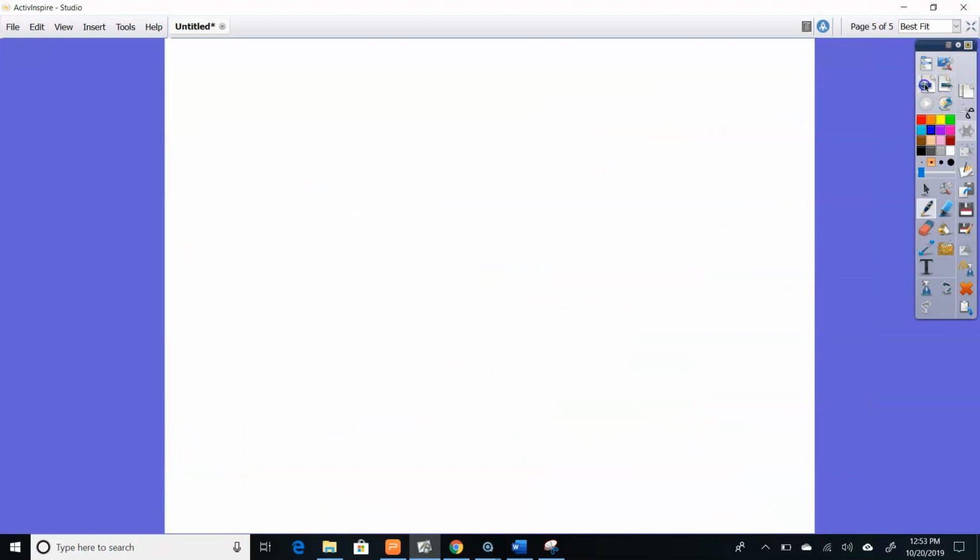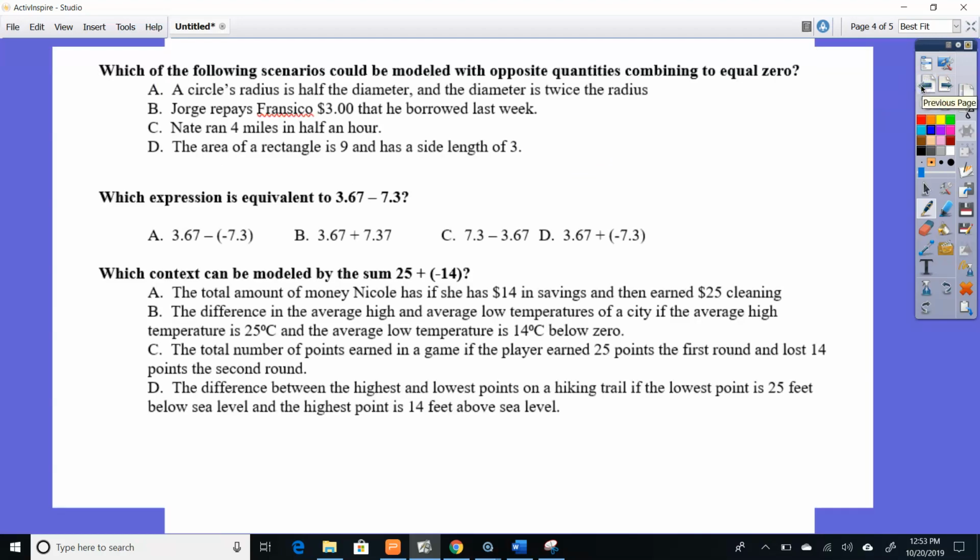A couple more examples. Which of the following scenarios could be modeled with opposite quantities combining to equal 0? So a circle's radius is half the diameter, and the diameter is twice the radius. So this is talking about multiplication and half, so that's probably not going to be our answer.